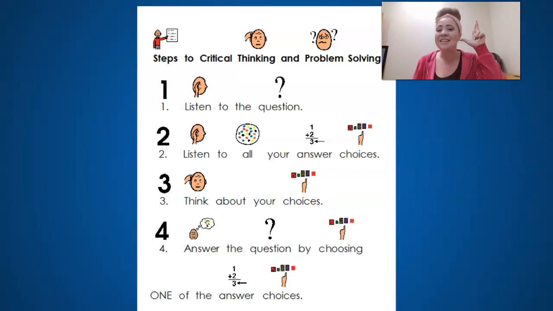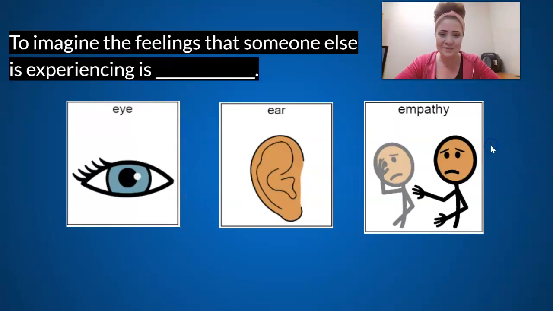Do you remember our steps to critical thinking and problem solving? Step 1, listen to the question. Step 2, listen to all of your answer choices. Step 3, think about your choices. Step 4, answer the question by choosing one of the answer choices. Make sure you're using those steps to critical thinking and problem solving while we answer these questions.